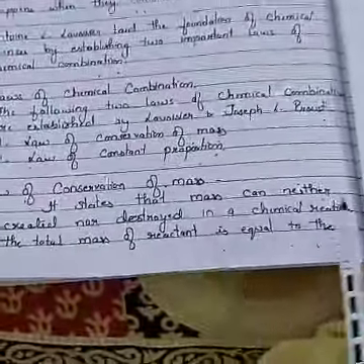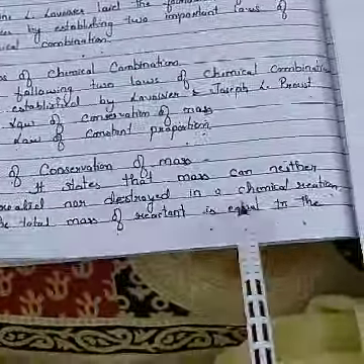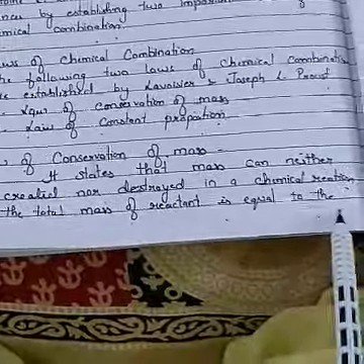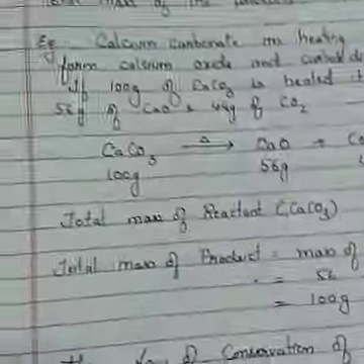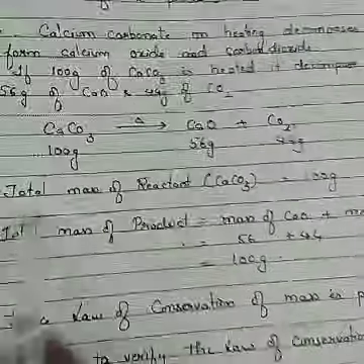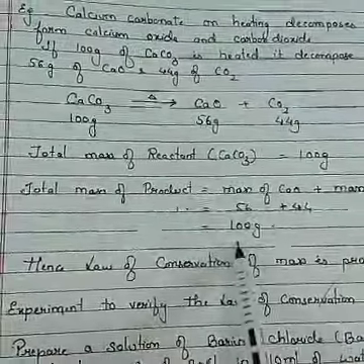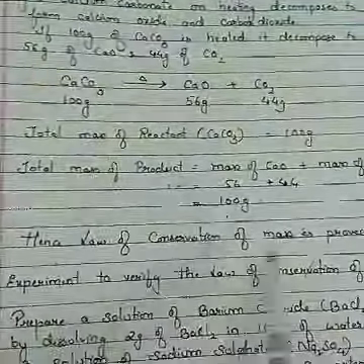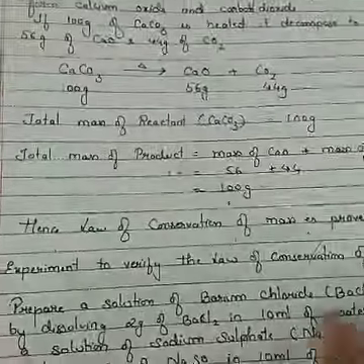Again, I'll state the same law. It states that mass can neither be created nor be destroyed in a reaction. That is, the total mass of reactant is equal to the total mass of product. This is the example we have discussed: the total mass of reactant calcium carbonate is 100 grams, and the total mass of product is also 100 grams. So hence the law of conservation of mass is proved.